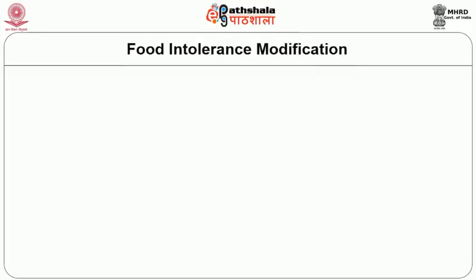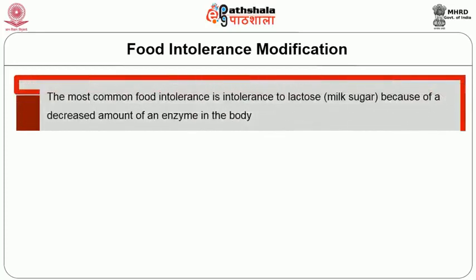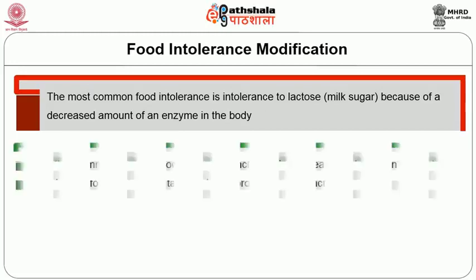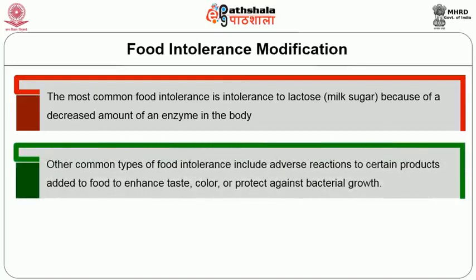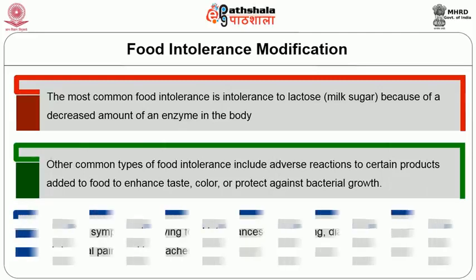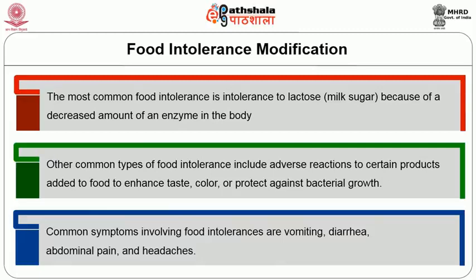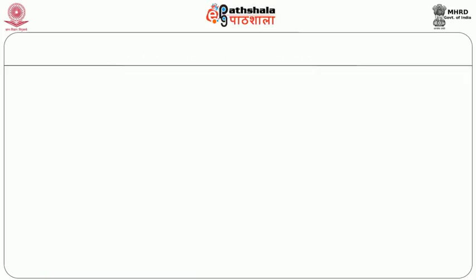And during food intolerances, modifications may be made for lactose because of a decreased amount of an enzyme in the body to digest the milk sugar lactose. Other common types of food intolerances include adverse reactions to certain products added in the food during preparation to enhance taste, color, or protect against bacterial growth. Common symptoms of food intolerances are vomiting and diarrhea. Abdominal pain and headaches may also happen sometimes. So these are the different types of modifications done in general in the therapeutic diets.